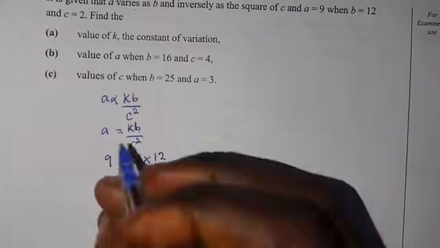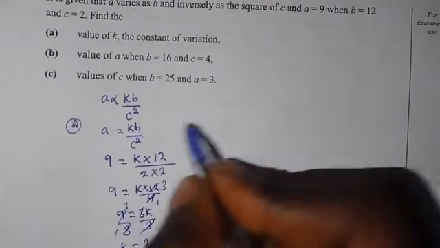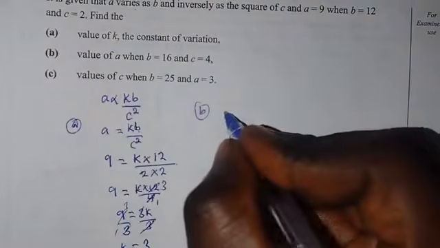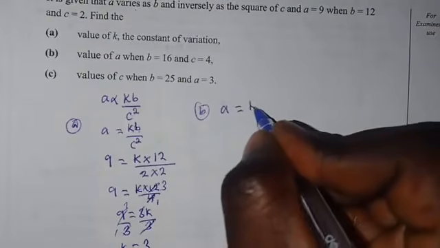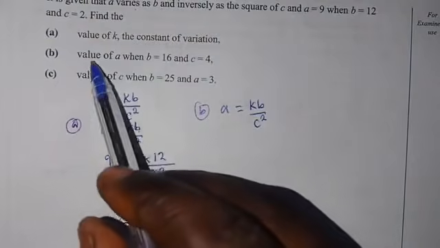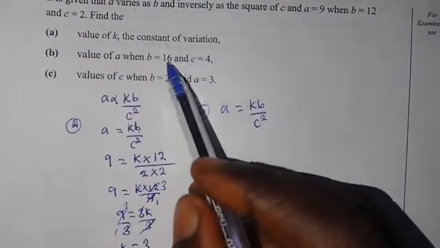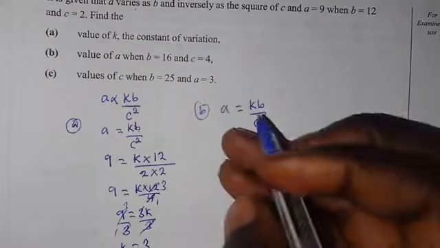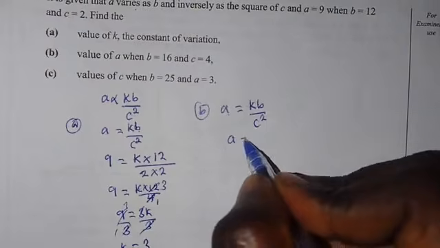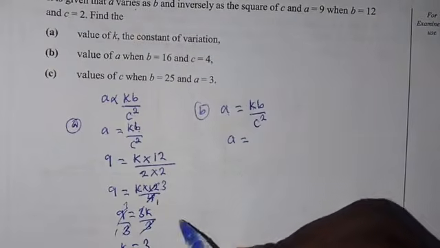Now let us come to our question b. So question b, don't forget to use this same equation, which is a equal to kb over c squared. They are saying find the value of a when b is equal to 16 and c is equal to 4. So we are finding now this a. So we say a equal to k, we have found that it's 3.